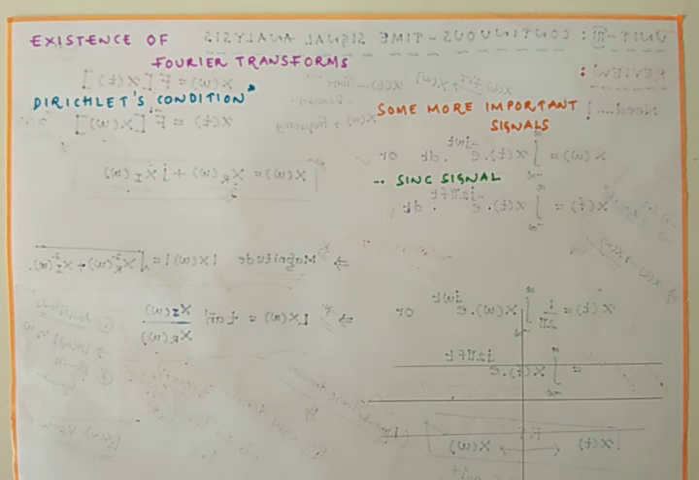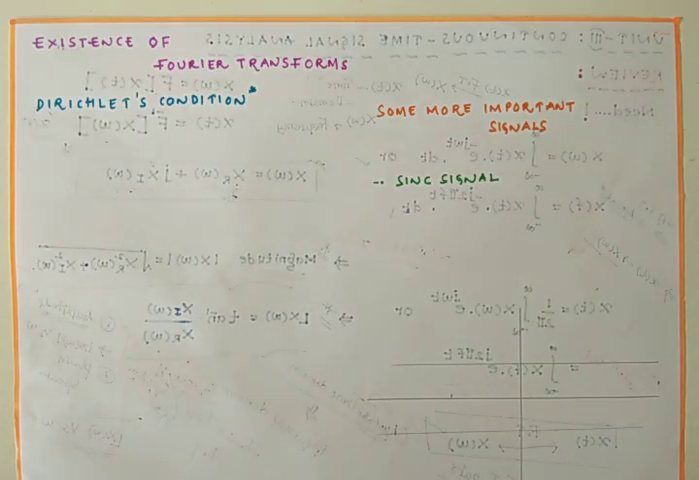Next, I am going to talk about some important signals. As we studied some basic signals such as the unit step signal u of t, the ramp signal r of t, and the impulse signal delta of t, along with them we are going to study some more important signals such as the sinc signal, signum function, rectangle function, triangular function, and Gaussian function. These five more functions we have to discuss, so that after knowing all these signals we can calculate the Fourier transform of those signals.